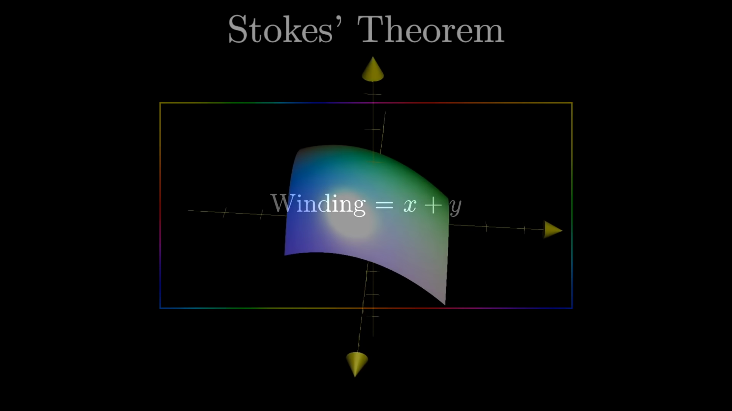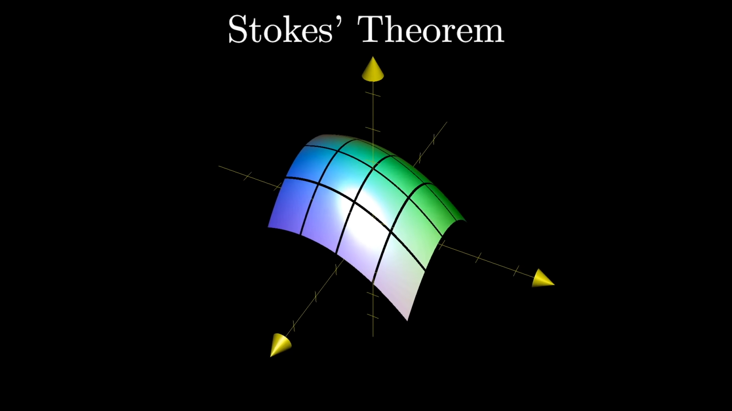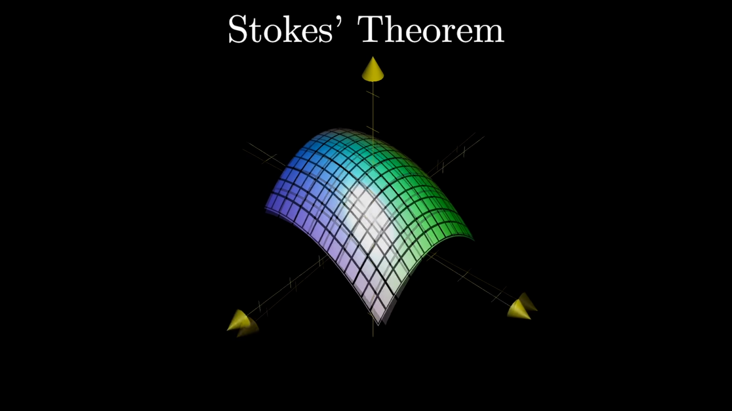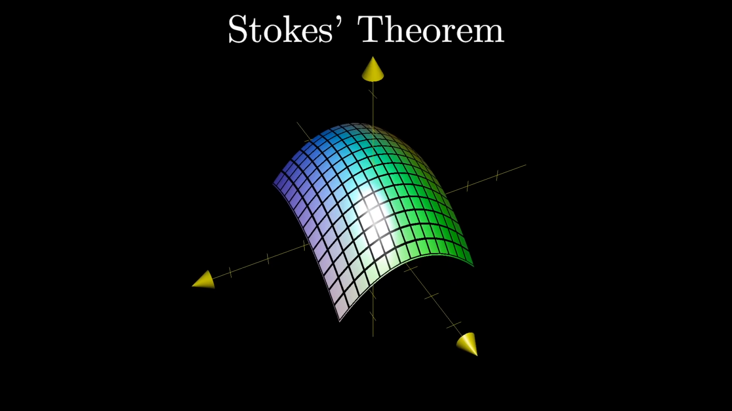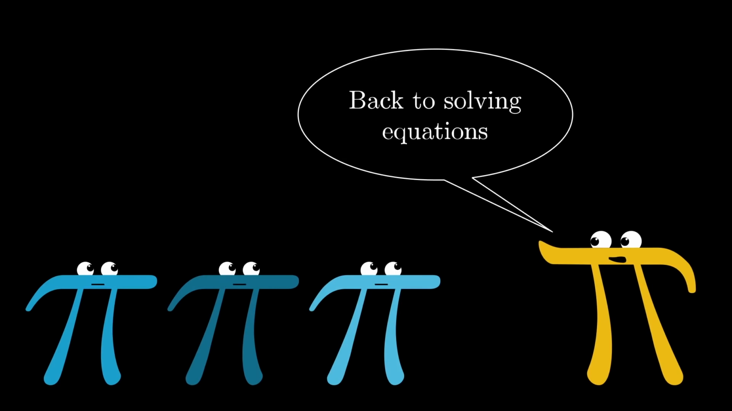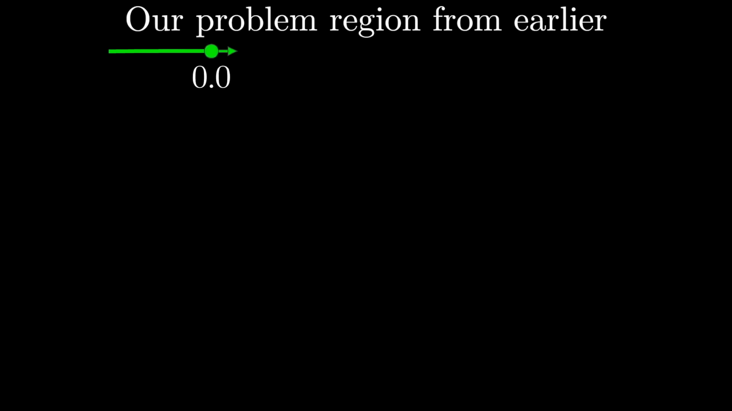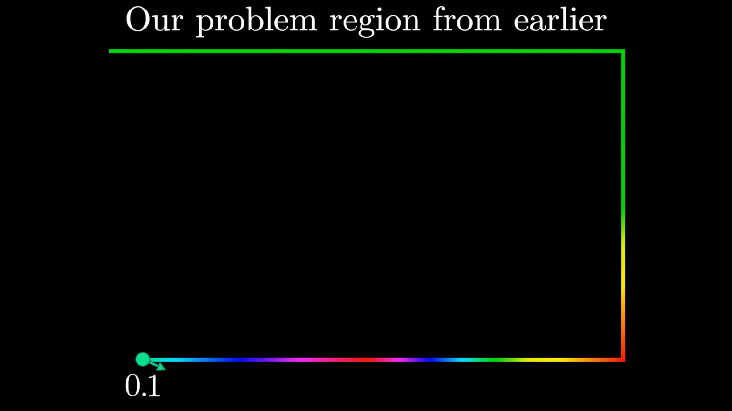Also, side note, this reasoning about oriented borders adding up nicely like this comes up a lot in mathematics, and it often goes under the name Stokes' theorem. Those of you who've studied multivariable calculus might recognize it from that context. So now, finally, with winding numbers in hand, we can get back to our equation solving goals. The problem with the region we saw earlier is that even though its border passed through all possible colors, the winding number was actually 0.